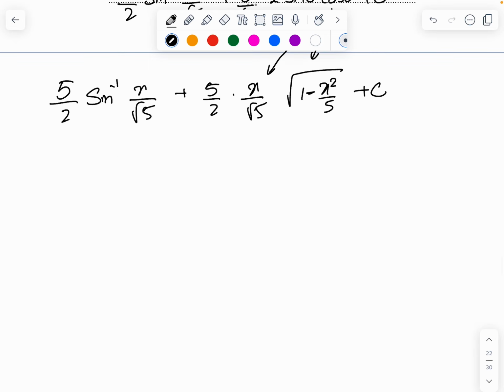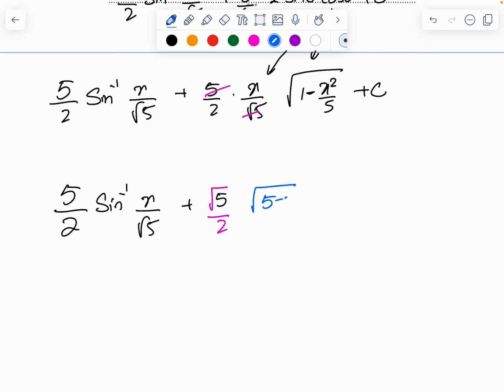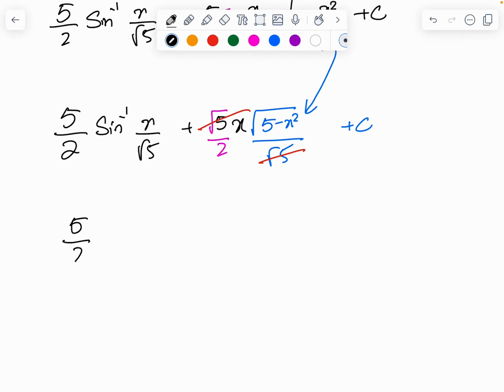We can leave it over here, or else we can further simplify: 5 upon 2 sin inverse of x upon root 5 plus 5, root 5 and 5 get cancelled. It will be root 5 upon 2 and square root of 5 minus x square upon root 5, this one over here, plus c. Again root 5 can be cancelled and this x is also there. So my final answer will be, you have to be very careful with this question, sin inverse of x upon root 5 plus x square root of 5 minus x square upon 2 plus c.